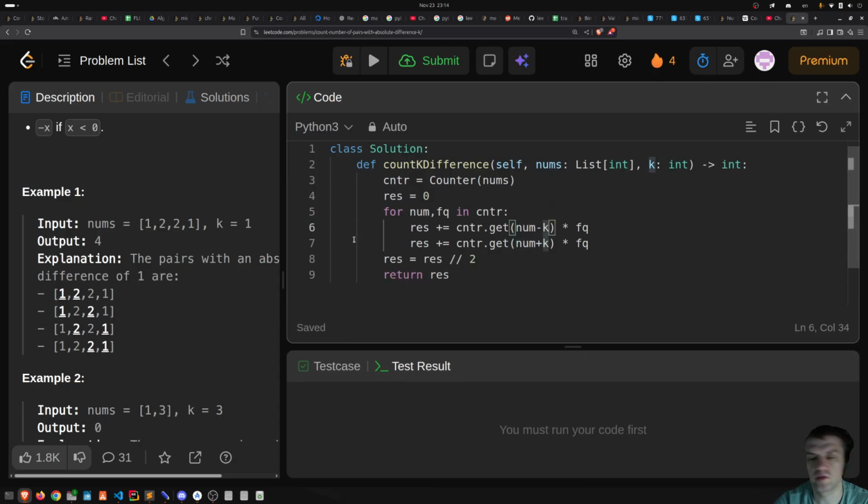because it's pairs, every number is going to be calculated twice if it should be included, and I can either update the counter or I can just divide the result by 2.